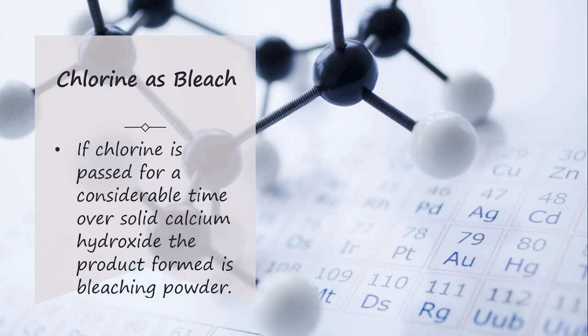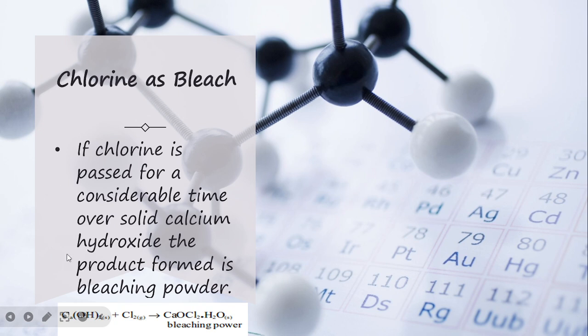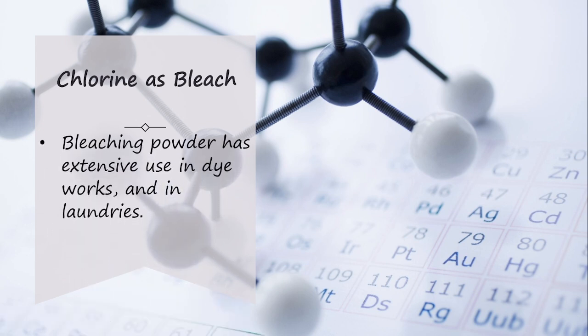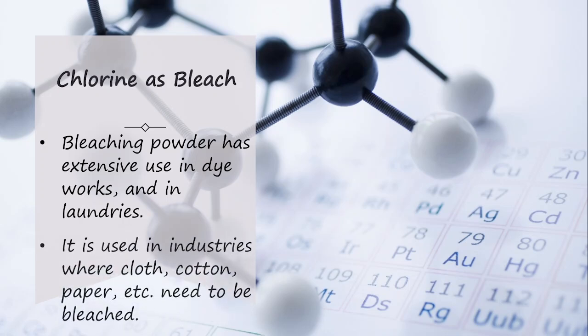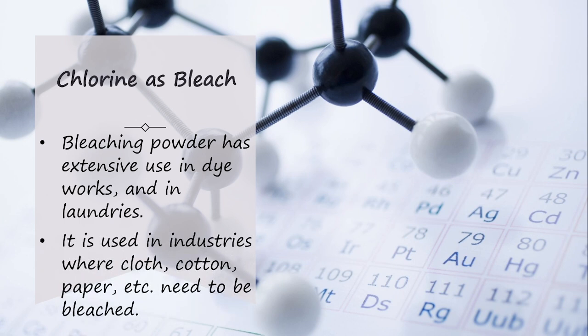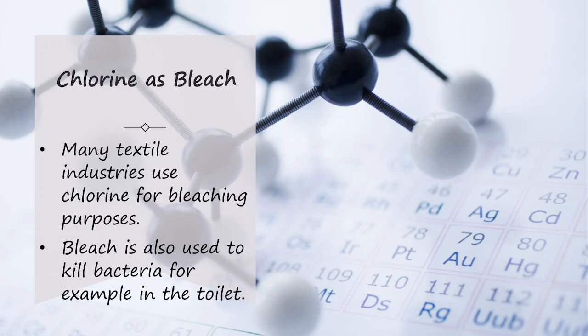And if this chlorine is passed for a considerable time over calcium hydroxide, the product formed is bleaching powder, and here is how the reaction occurs. Bleaching powder has extensive use in dye works and laundries, so the bleach is very useful that way. It is also used in industries where cloth, cotton, paper, etc. need to be bleached. Many textile industries also use chlorine for bleaching purposes.